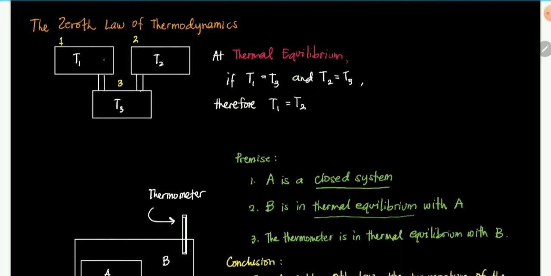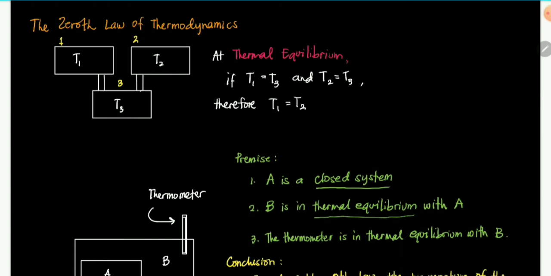Pero hindi possible yung heat transfer between system 1 and system 2 kasi hindi sila directly in contact. Okay? Nagkakaroon lang sila ng contact through this particular motion or direction of heat. Pero in this situation, we'll describe the system as in thermal equilibrium with each other. Okay? So at thermal equilibrium, if the temperature of system number 1 is equal to the temperature of system number 3, and the temperature of system number 2 is equal to the temperature of system number 3, okay? Therefore, the temperature of system number 1 is equal to the temperature of system number 2.